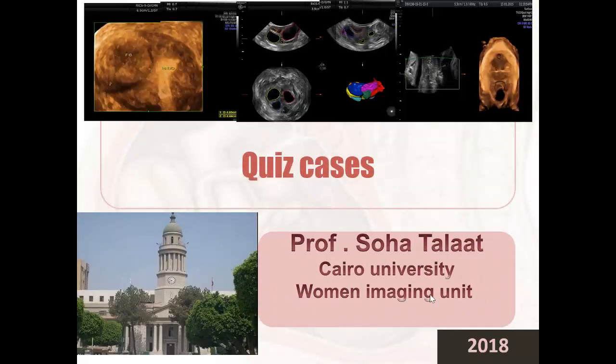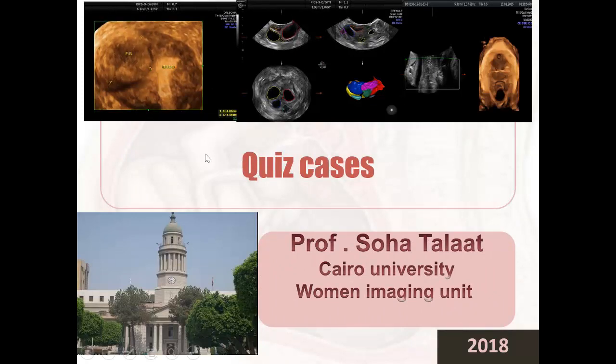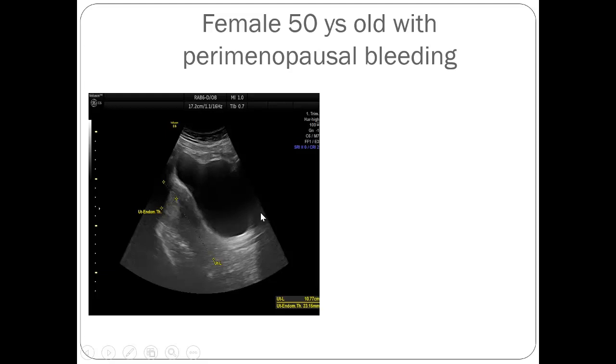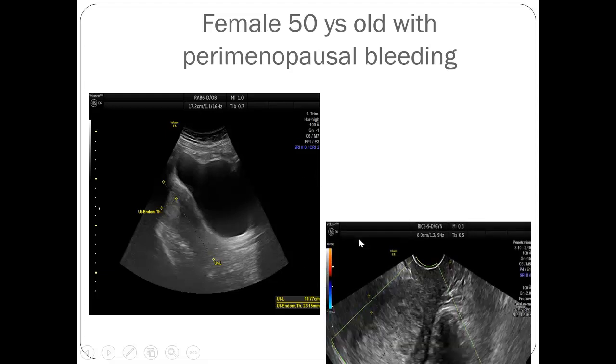So we will talk about endometrial lesions. Now we will talk about the endometrial lesions, so concentrate on these cases. If we have a female patient 50 years old with perimenopausal bleeding, and this is the endometrial thickness. The endometrial thickness here is 23 millimeters, so it's very thick. In this age group, if it is perimenopausal or menopausal, it should be not more than 8 millimeters in thickness at maximum. So this is markedly thickened endometrium.